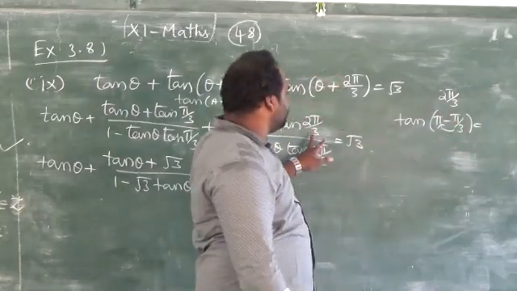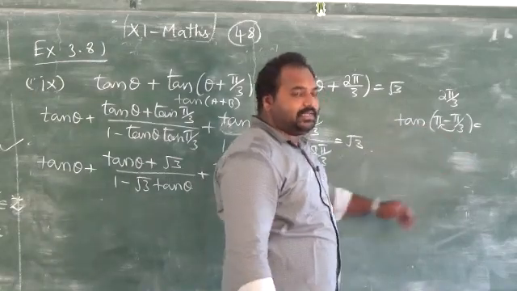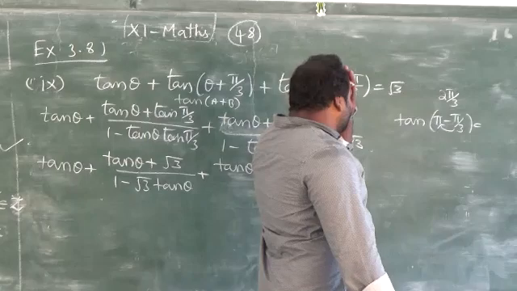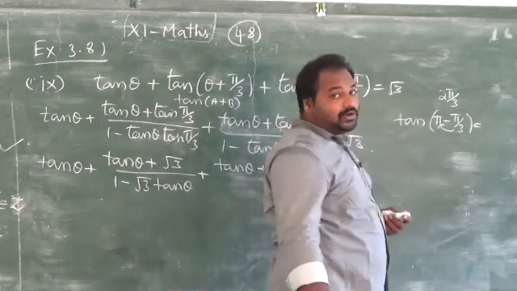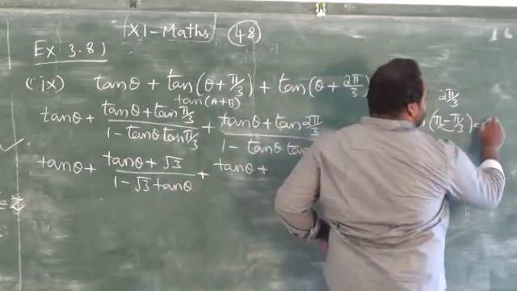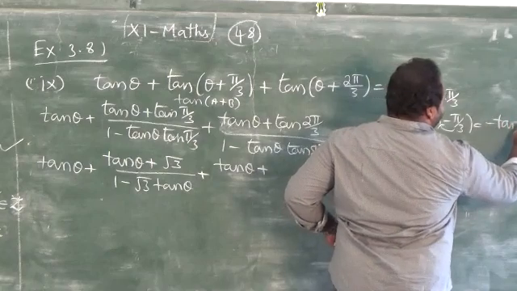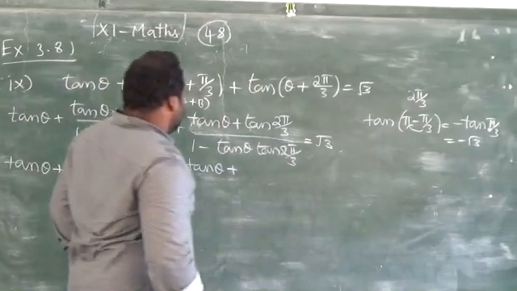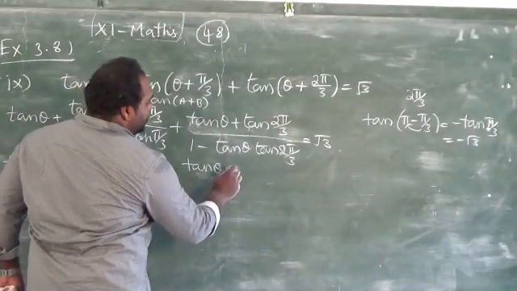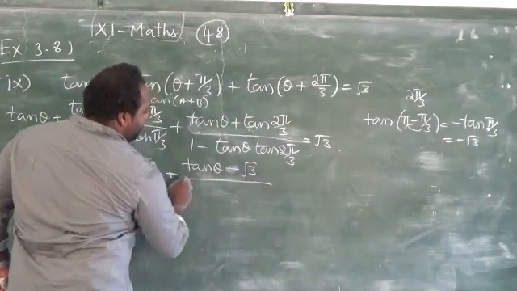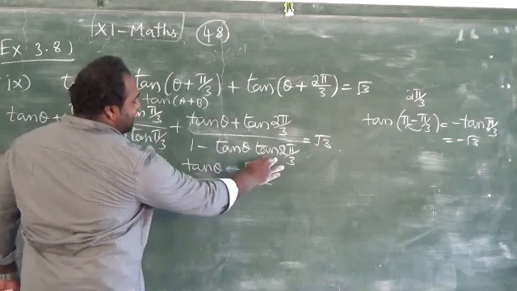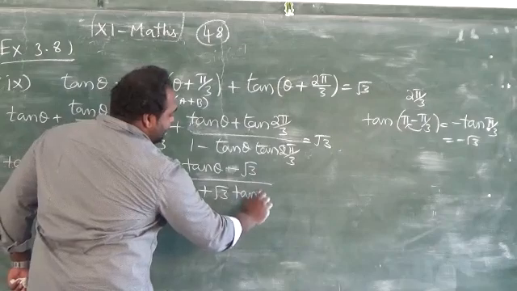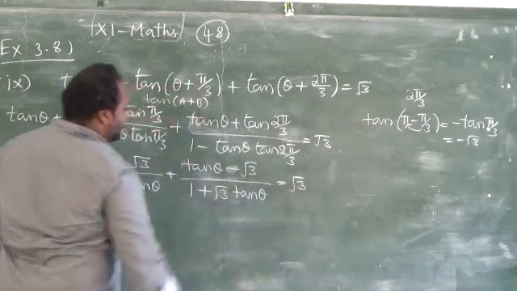So instead of 2 pi by 3 I can write pi minus pi by 3. So pi minus pi by 3 is in the second quadrant. 180 minus theta is the second quadrant, where the tan value is negative. So tan pi by 3 is root 3, so minus root 3. So minus root 3 by 1 minus tan theta into minus root 3, so it will become plus root 3 tan theta, equal to root 3.